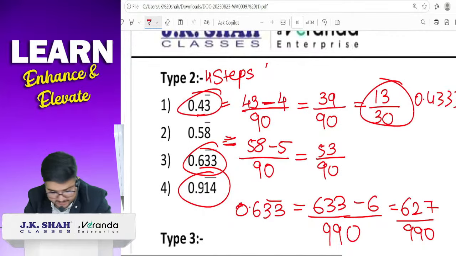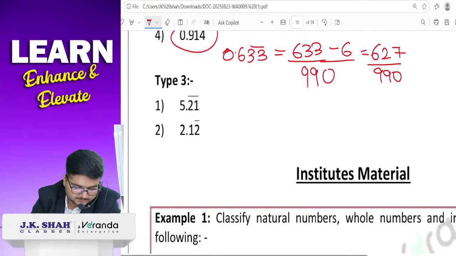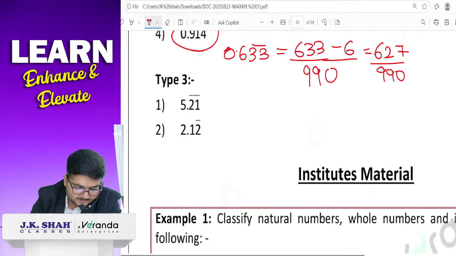0.914 divided by 0.914, and the bar should be only above 1 foot. This is your homework. Let us do type 3 sums.